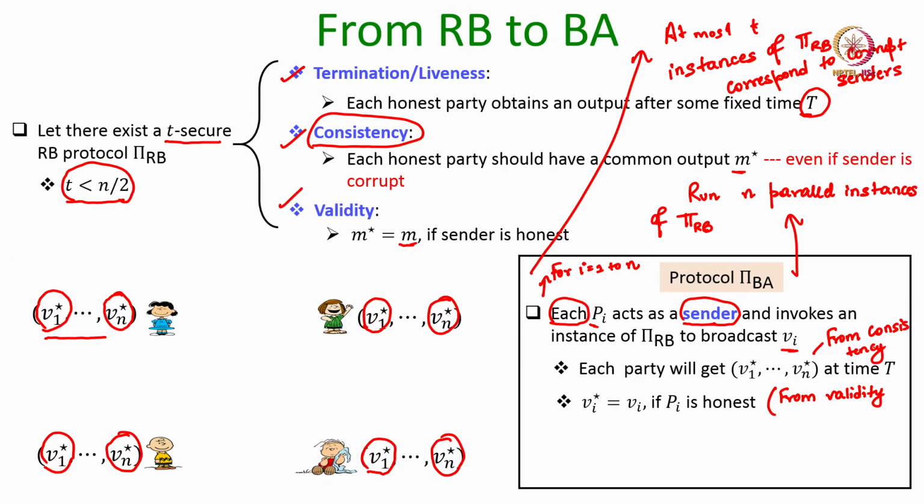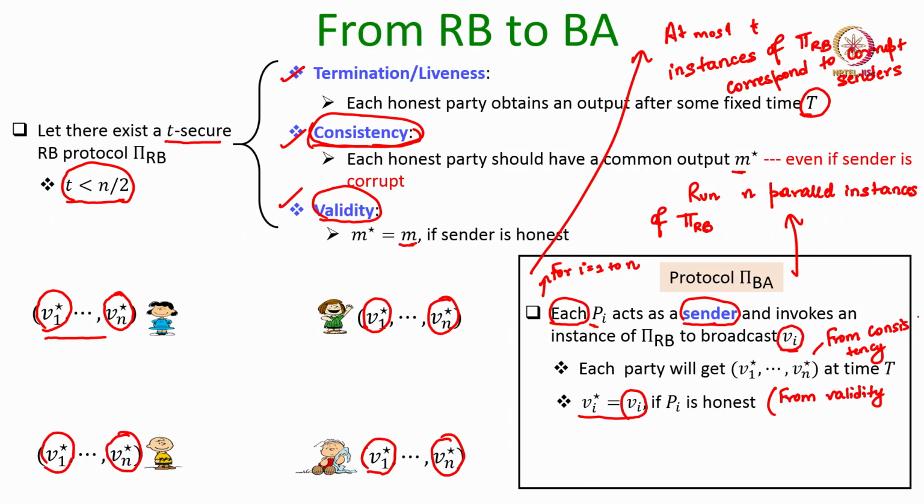No, that is not going to happen, because the consistency property of pi rb ensures that even if the sender of that pi rb instance is corrupt, every honest party will have the common output in that instance. Moreover, from the validity property of pi rb, if I consider the ith instance of pi rb, then the output which every party has obtained in that instance will be the input vi, right? Because in the ith instance, party Pi would have invoked the instance of pi rb to broadcast its input vi for the BA.